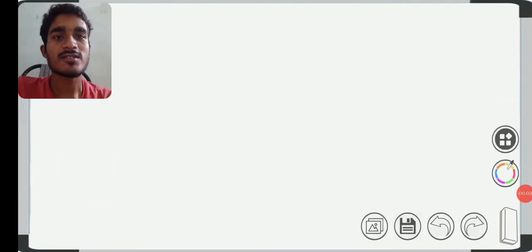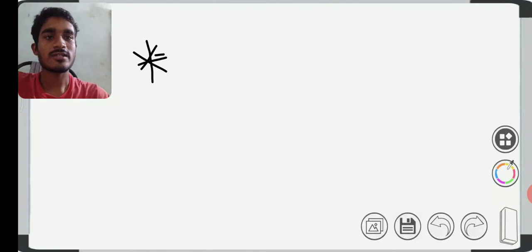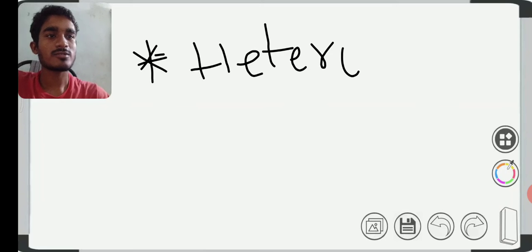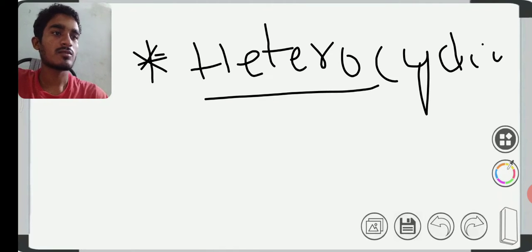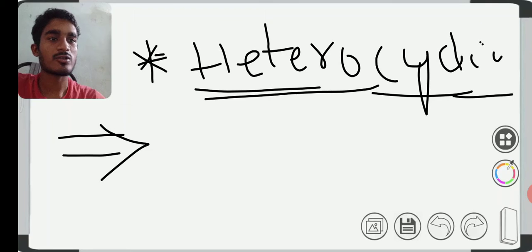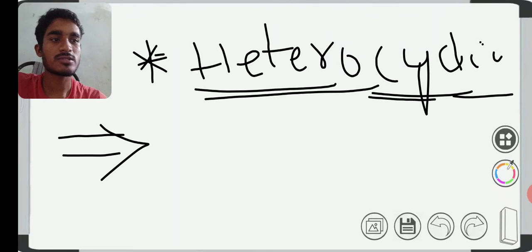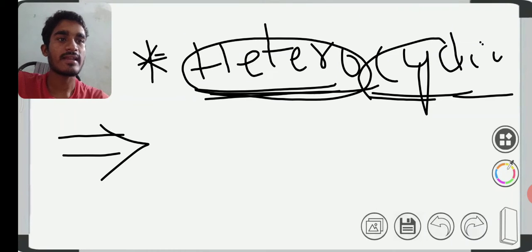Hello everyone. So in this class today I am going to discuss heterocyclic compounds. In these heterocyclic compounds today we have to know about just properties and importance and the structure of heterocyclic compounds and their examples, and first we know about the definition of hetero and cyclic.